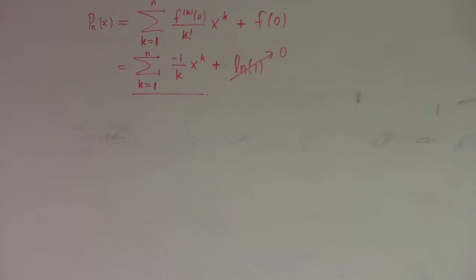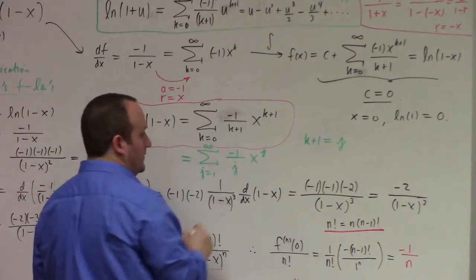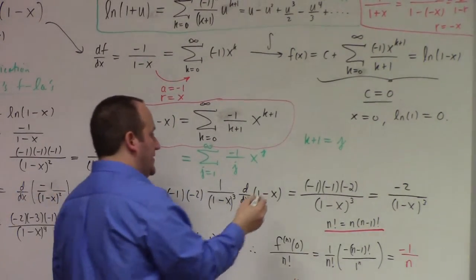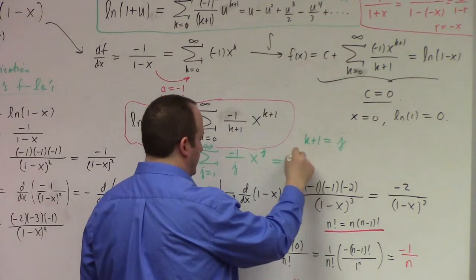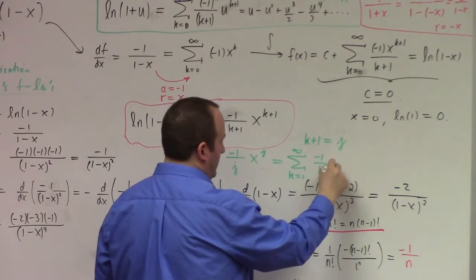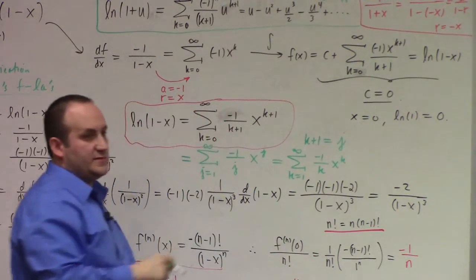Interesting. You're like, those are different answers. Well, no, those are not different answers. They just look different. If we make this, right, let's let k plus 1 equal to j. All right? And this is the sum, j equals 1 to infinity, of minus 1 over j, x to the j. But j is just a dummy index of summation, so you can change it to k. And as you can see, those are the same answers.